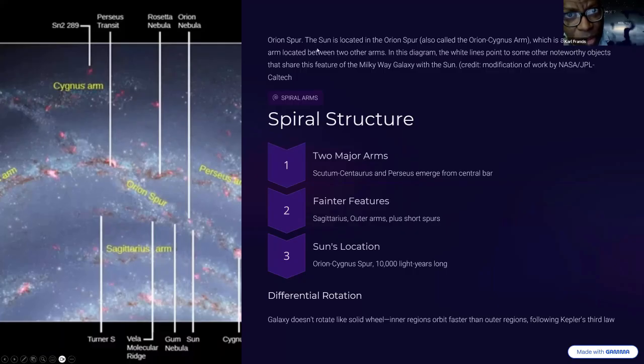The Orion Spur, let's see a little bit more information about that. The galaxy doesn't rotate like a solid wheel. The inner regions, again, orbit faster than the outer regions, following Kepler's third law. And that's going to come into play in a minute, as we start getting deeper into these concepts.